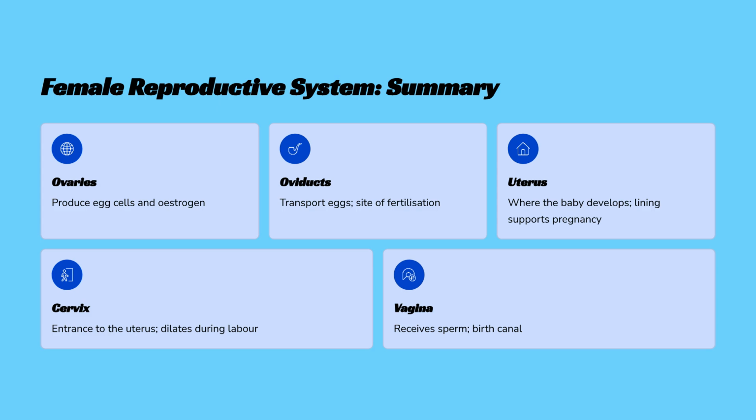For the female system, ovaries produce eggs and estrogen. Oviducts are the site of fertilization. The uterus is where the baby develops. The cervix acts as the gateway, and the vagina receives the sperm and functions as the birth canal.